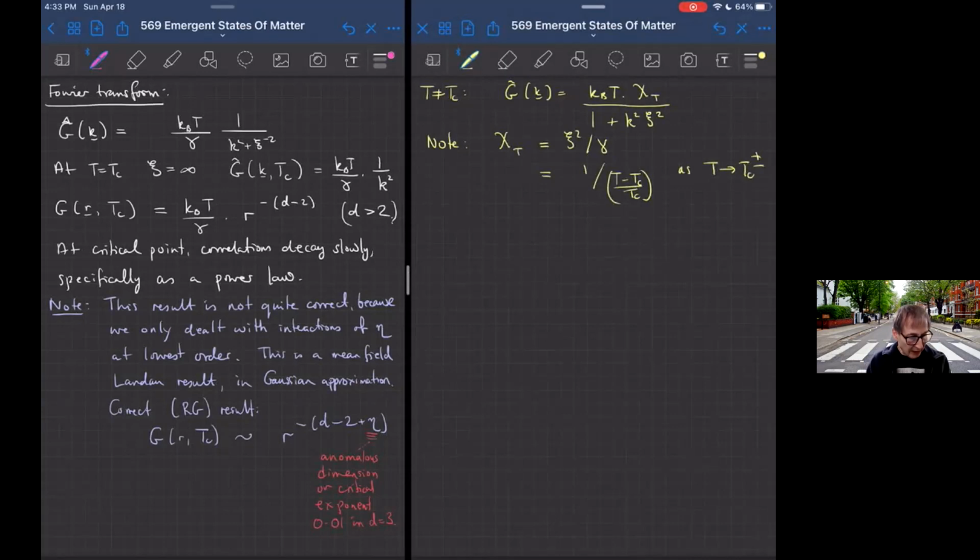So what this tells you then is that near the onset of a phase transition, near the onset of the emergence of an order parameter, the susceptibility diverges.